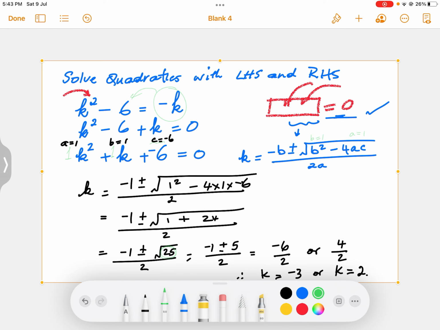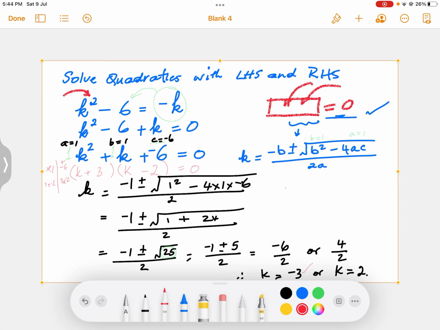If you end up with a perfect square under the square root sign, we could have factorised if we wanted. We could go back and factorise this quadratic equation: two numbers that multiply to give negative 6 and add to give 1, 3 and negative 2. So it's k plus 3 and k minus 2. We could have used that and said that k plus 3 equals 0, so k equals negative 3, and k minus 2 equals 0, therefore k equals 2.